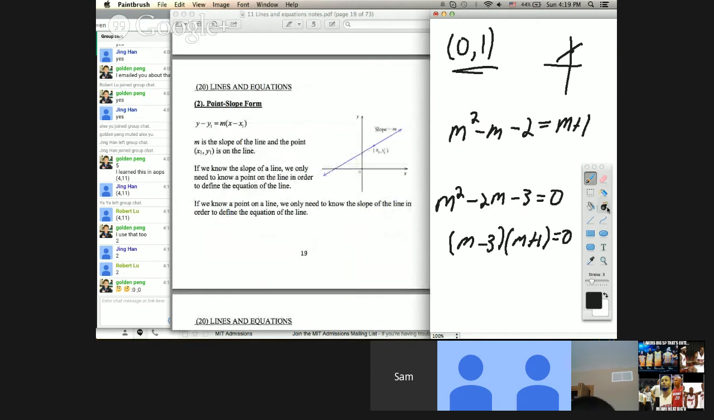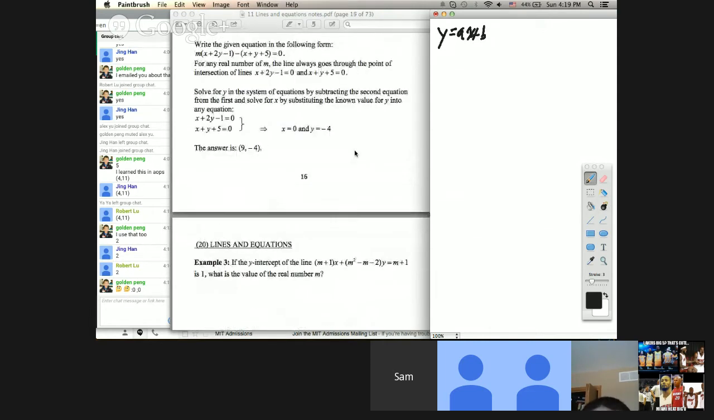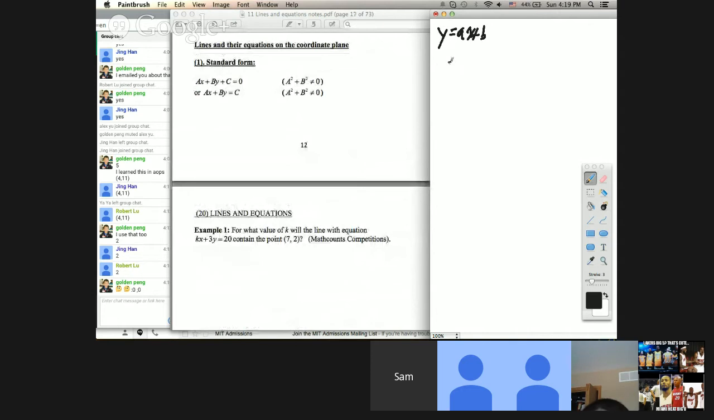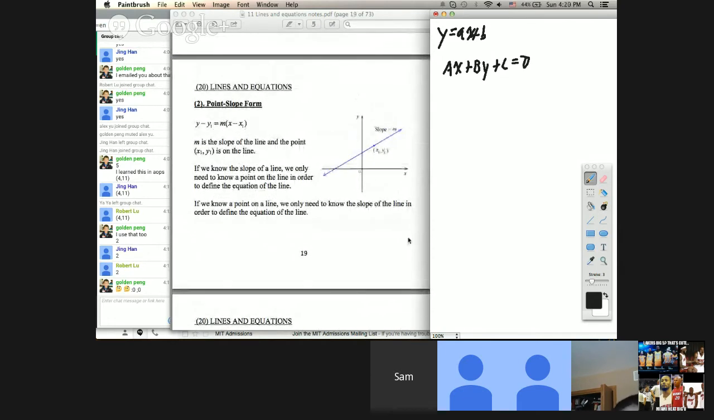Sorry about that. Okay, so another form. We already have the slope-intercept form, y equals mx plus b, and we also have the standard form, which is ax plus by plus c equals 0. A third type of equation to represent a line is called the point-slope form. This is really helpful if the problem gives you a slope and a point. You can also use the y-intercept to solve it, but that's a little bit harder. This is the easier way.